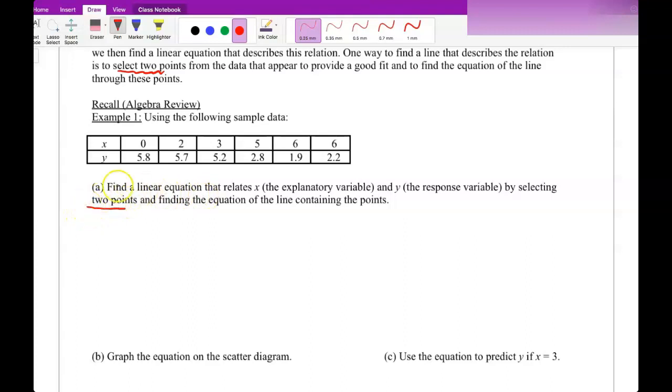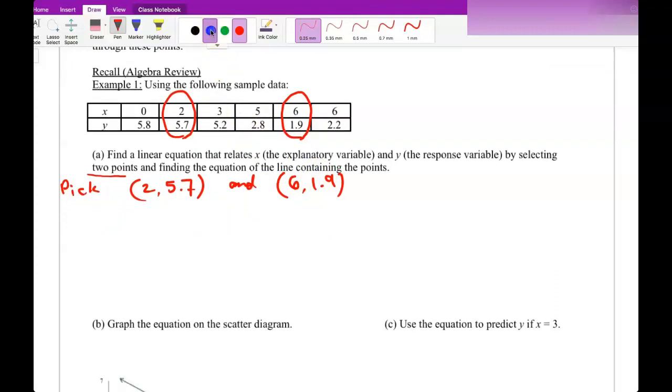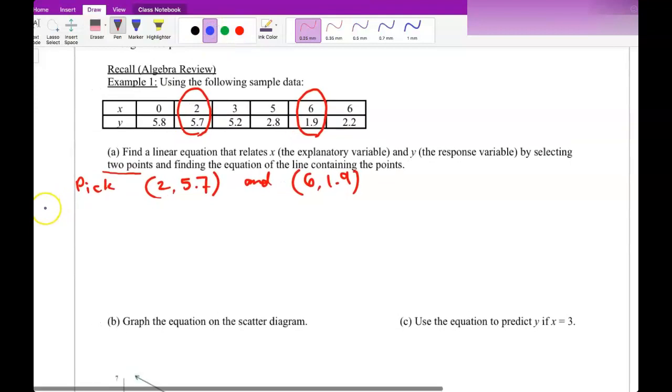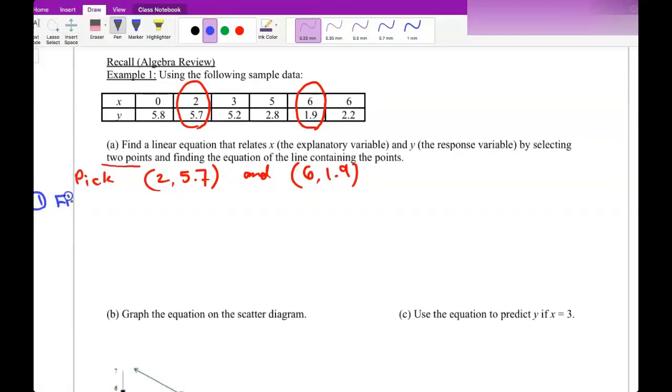I'm choosing these two: (2, 5.7) and (6, 1.9). So I pick (2, 5.7) and (6, 1.9). Then after that, we can find the slope.